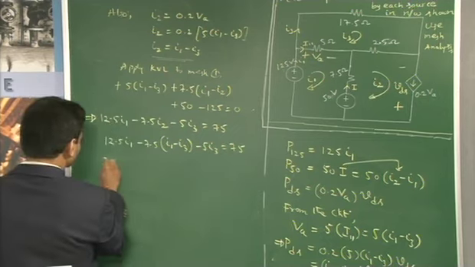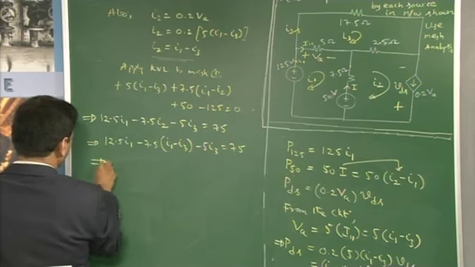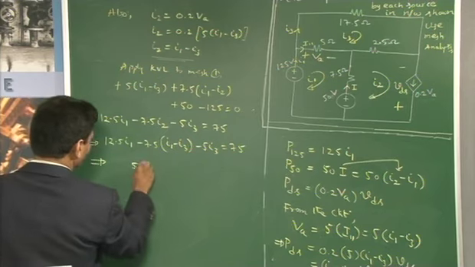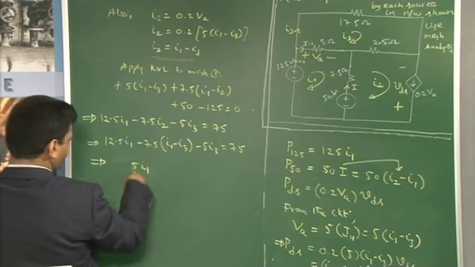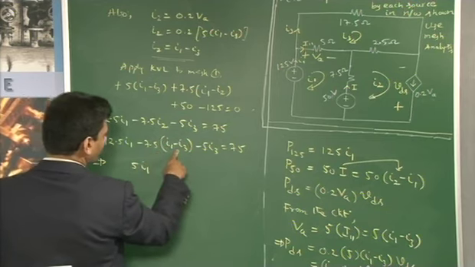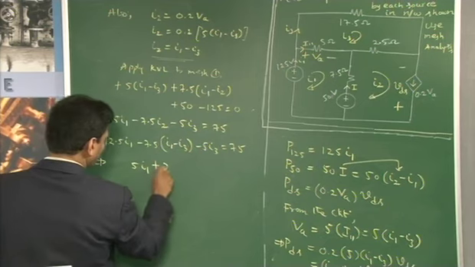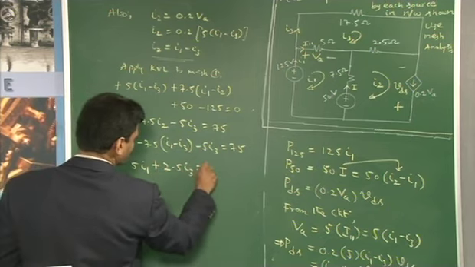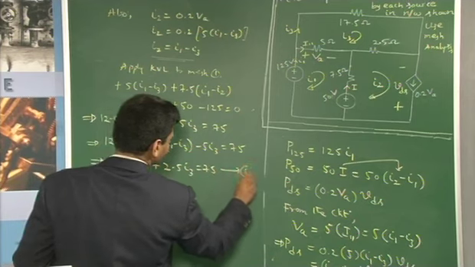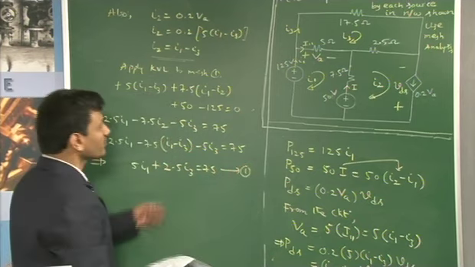Now this equation can be rearranged to get what? 12.5 I1 minus 7.5 I1, plus 7.5 I3 minus 5 I3, so which turns out to be what? 2.5 I3, so which is equal to 75. Call this as equation 1. Now we got equation 1.